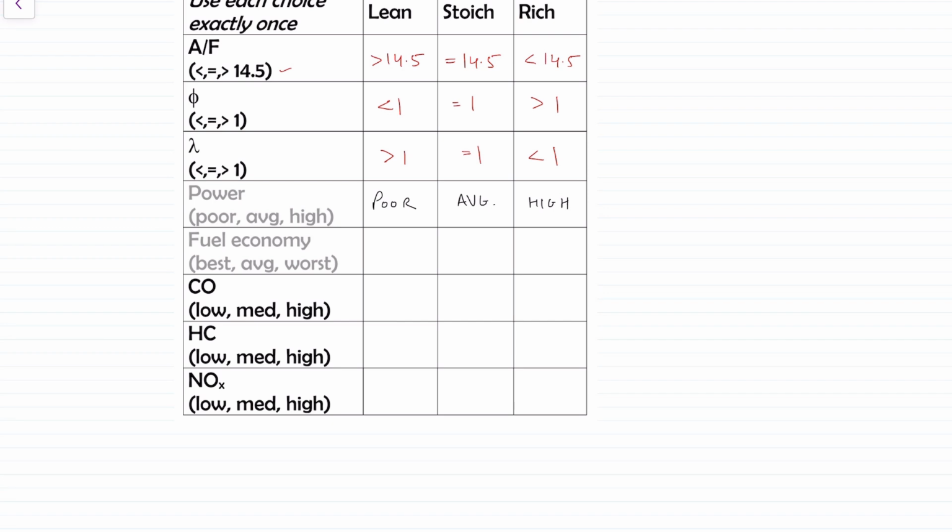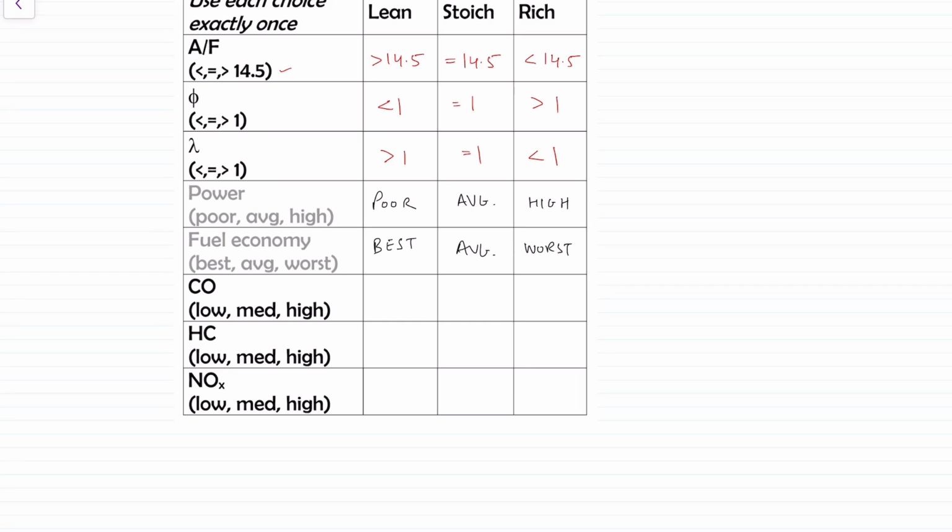But the fuel economy in case of fuel rich, because you're wasting a lot of fuel that is not getting burned properly, is the worst fuel economy. And where the power is poor, you're driving your engine on the least amount of fuel, so this is actually the best fuel economy. And this one is the average.